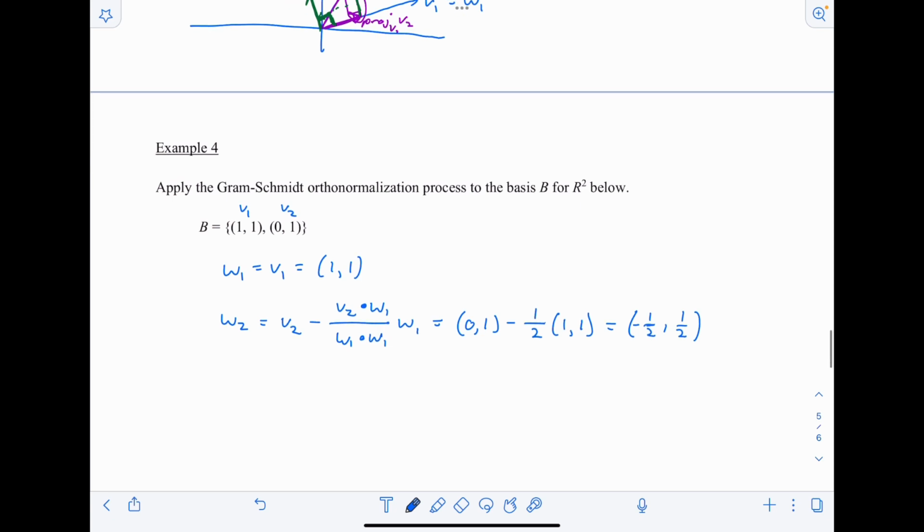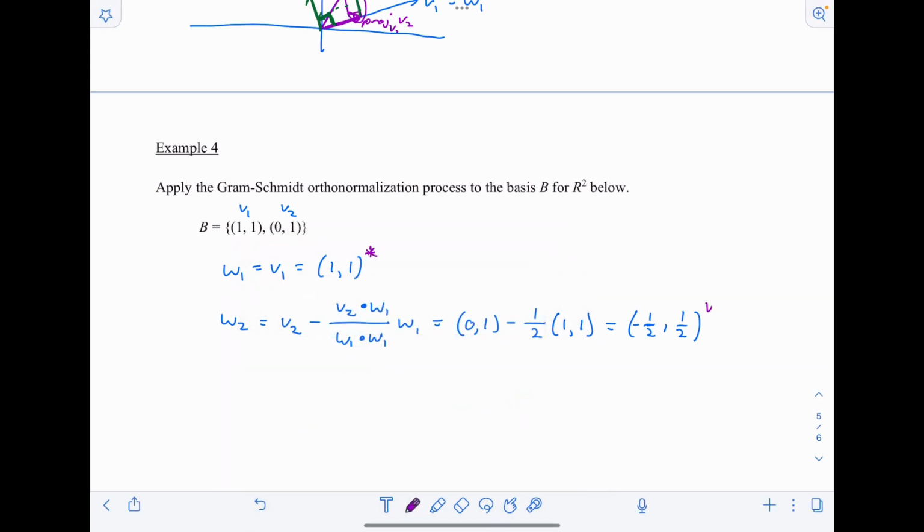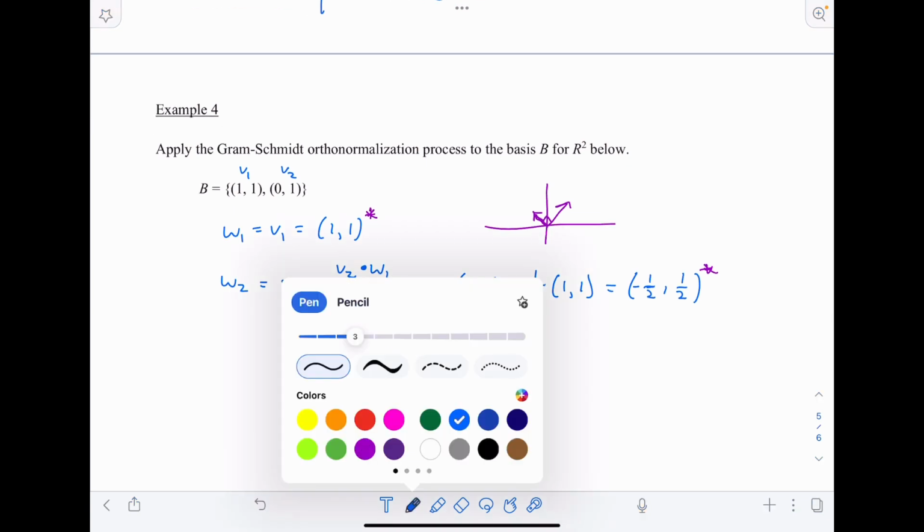So in this case, we're actually just about there. But these two vectors now, this vector and this vector, these form our orthogonal basis for R2. Okay. Now we're not done yet. That's the orthogonal basis. So those two vectors, and if we graph this, we can see that 1, 1 is here, negative 1/2, 1/2 is here, those are perpendicular. They're orthogonal.